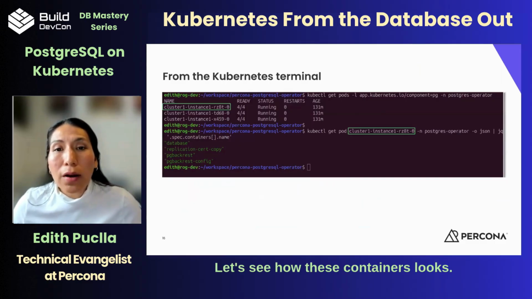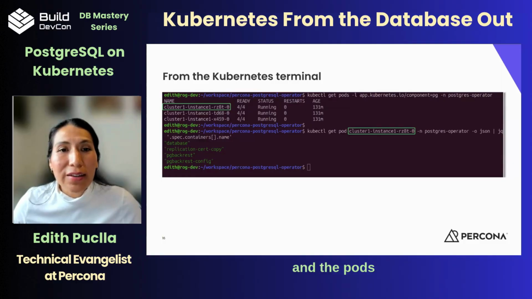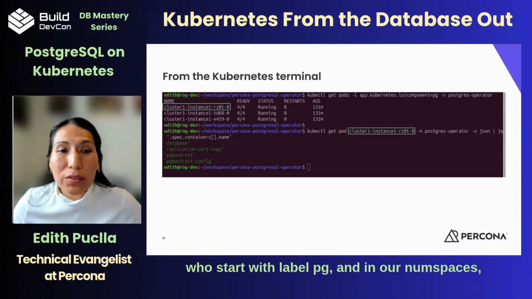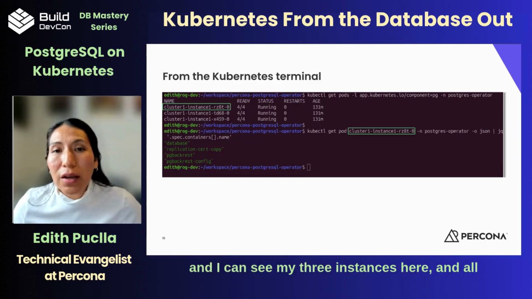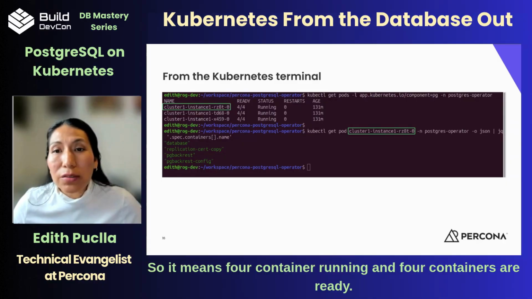Let's see how these containers look. If I run kubectl get pods with -l, for the pods with the label pg in our namespace, I can see my three instances here, and all of them show 4/4 in ready. So it means four containers running and four containers are ready.